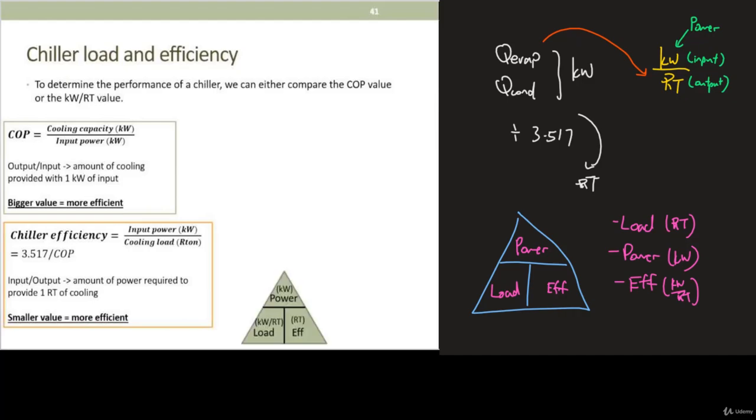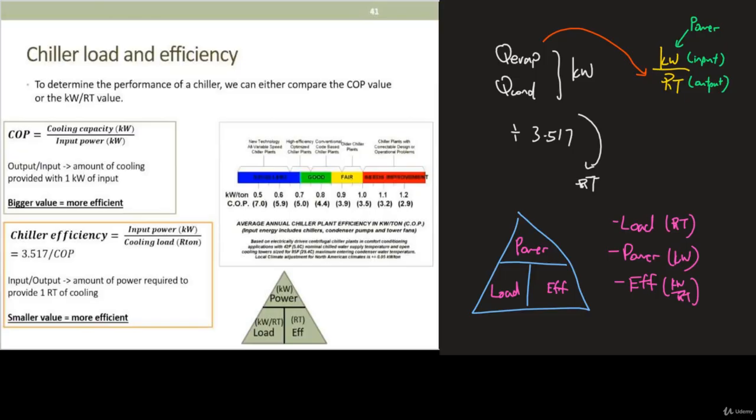There is also a so-called indicator of how much kilowatt per ton is considered good. Usually if your chiller plant efficiency is around 0.7 and below, it is considered very good. But if it's above 1, that means it's very, very poor efficiency and it's time to go and replace your chillers.